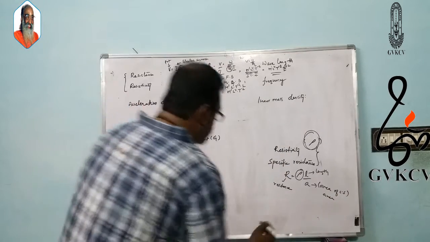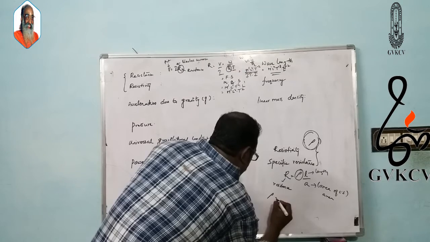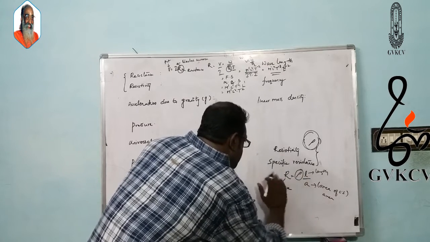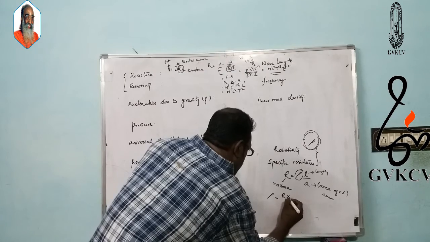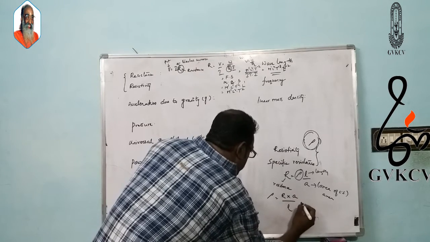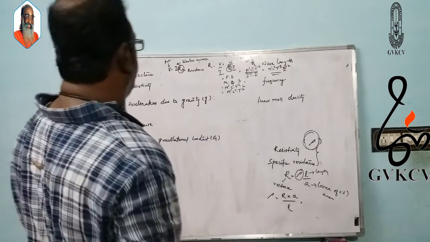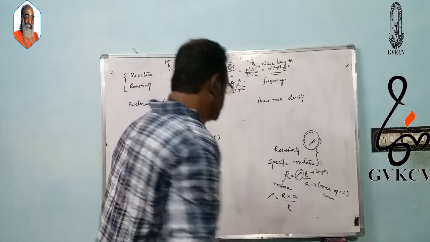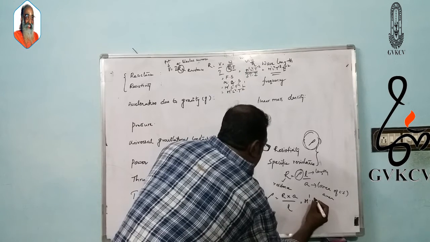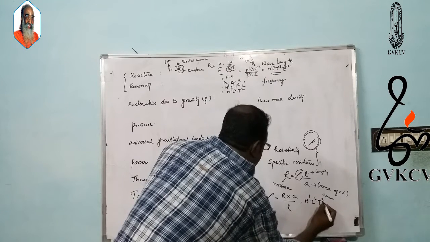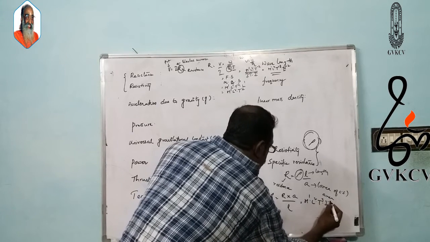Finished. So now what is that here? You have to write for rho. So bring this and take all the other things to the other side. Rho is equal to R into A by L. Resistance, what is the formula we got for resistance here? It is M1 L square T power minus 3 I power minus 2.